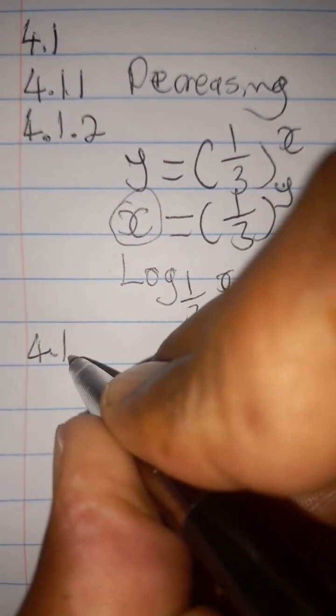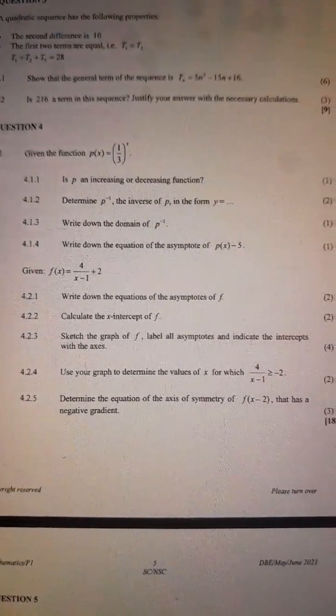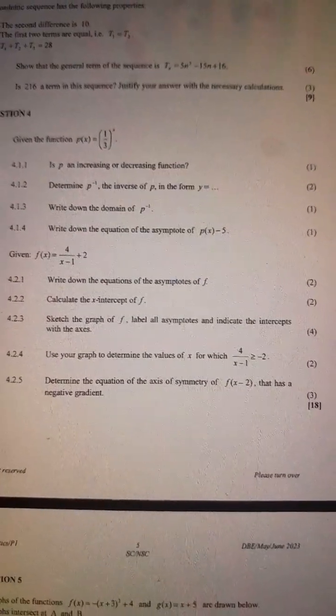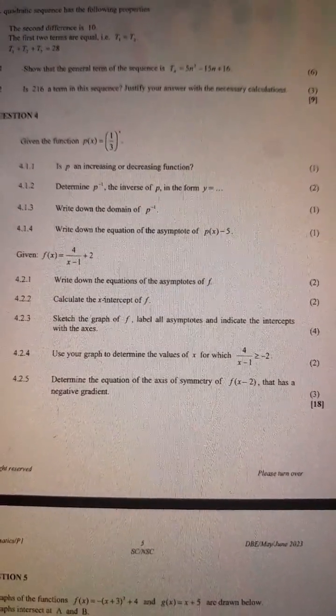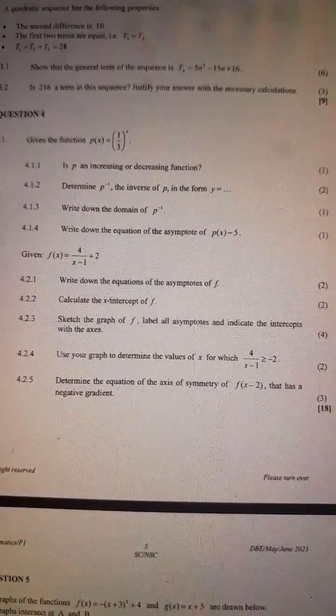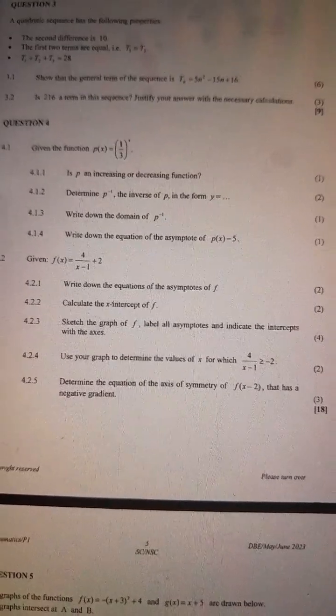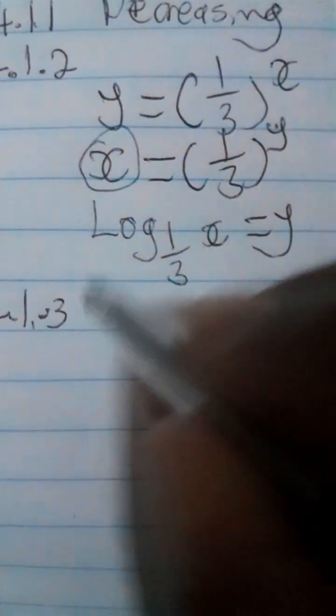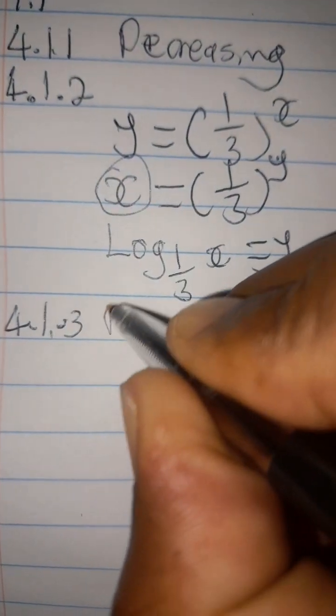So let's go to 4.1.3. Write down the domain of the inverse. 1 mark. The domain in this case will be x is greater than 0. It's very important that you sketch your graph. When you sketch this graph, you will see that the domain there is x is greater than 0.